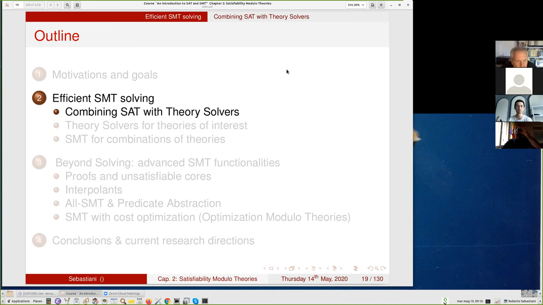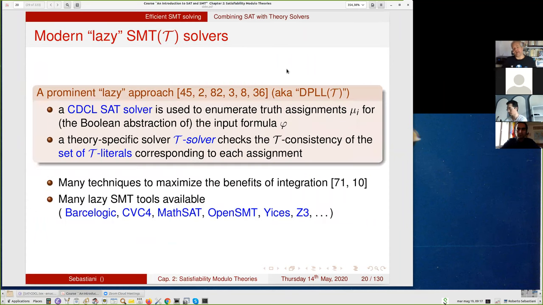So the very basic idea of an SMT solver is the so-called lazy paradigm, also called DPLLT. It consists in the combination of a SAT solver with a specialized decision procedure for the conjunctive fragment of the given theory. This is called the lazy approach, also known as DPLLT. The idea is that a CDCL SAT solver is used to enumerate a truth assignment, let's call it mu i, for the Boolean abstraction of the input formula phi.